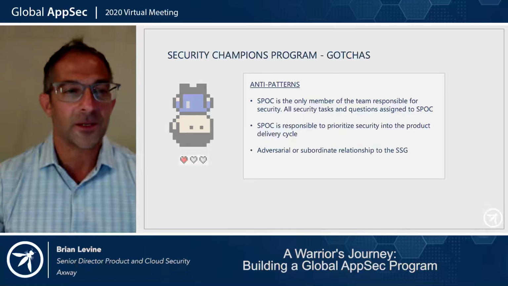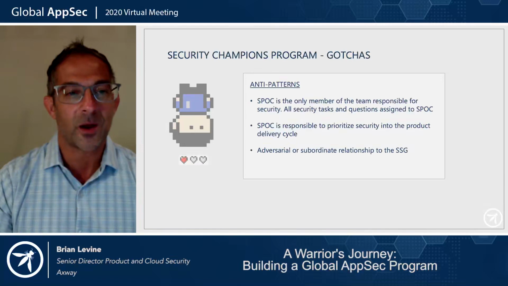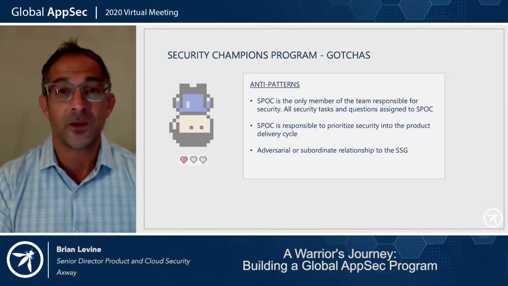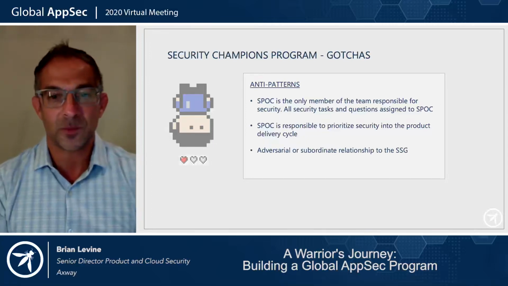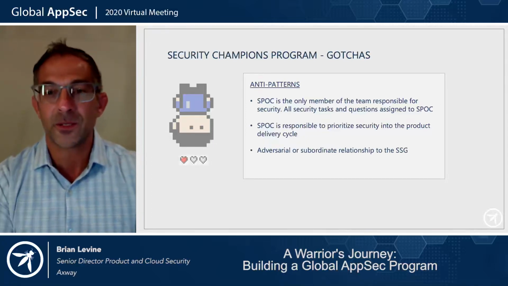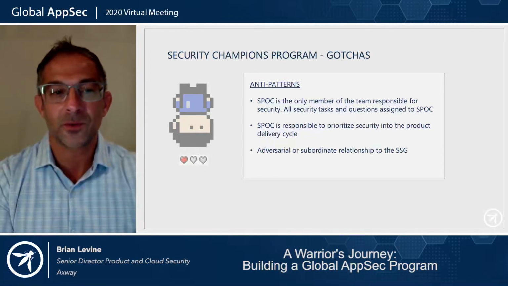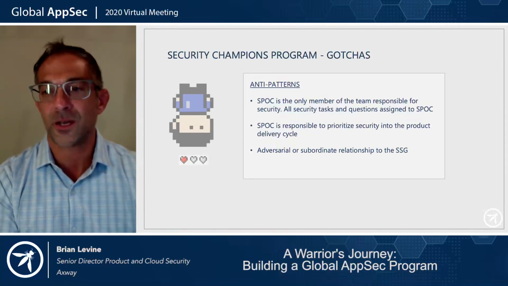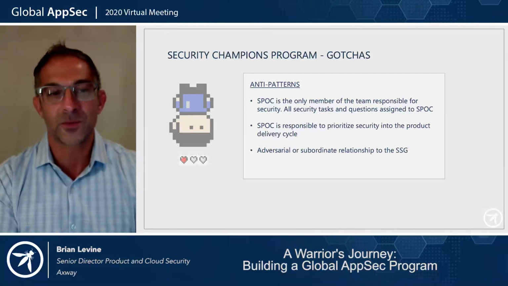Again, the second anti-pattern is if the SPOC is responsible to prioritize security into the product delivery cycle. And the third anti-pattern is if there's an adversarial or subordinate relationship between the SSG and the security champion. So for the last two bullets, in terms of responsibilities for priorities, it's the engineering manager, the product manager, and the executives who are responsible to prioritize security. It's not the SPOC's role to prioritize security.